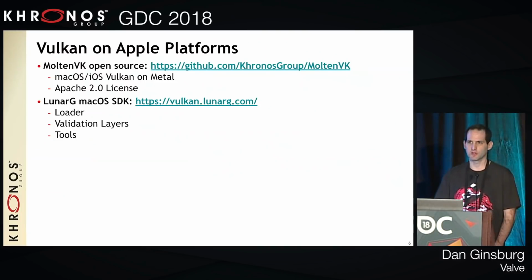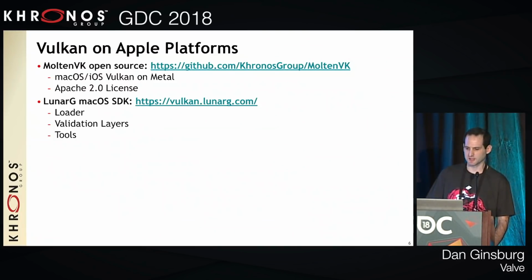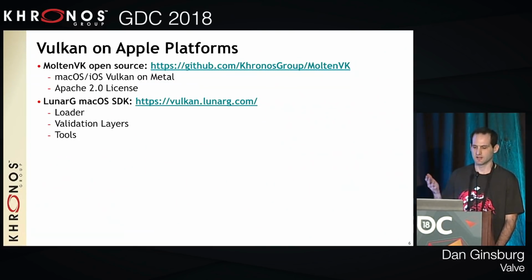We also thought it was important that developers have access to the same kinds of tools they're used to on Windows, Linux, and Android for developing on macOS. So LunarG released the first macOS SDK, which ported the loader over to macOS, and importantly, that enabled validation layers. So the same validation layers that run on Windows and Linux and Android are available on macOS. And several of the tools have been ported as well.